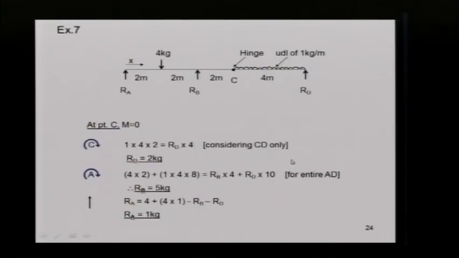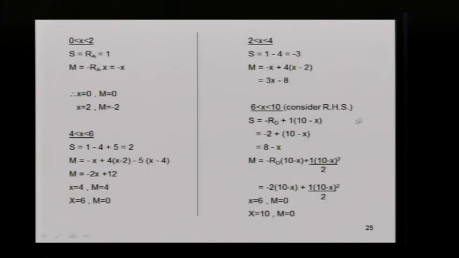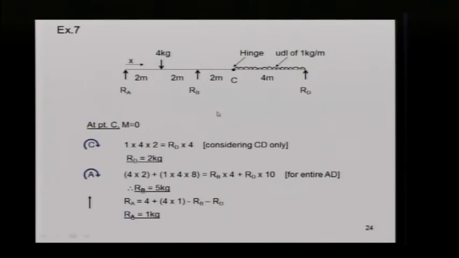Right, and here due to this, forgetting about RD, due to this UDL, it will bend like that, and the moment is 1 into 10 minus x, that is the force. Distance from this line of action is another 10 minus x divided by 2, so 1 into 10 minus x divided by 2. So at the ends of these regions, x equals 6 is one end, x equals 10 is the other end. Now you will notice that at x equals 6, M will be equal to 0. If you do not get M equals 0, you have made a mistake because the problem says there is a hinge there.